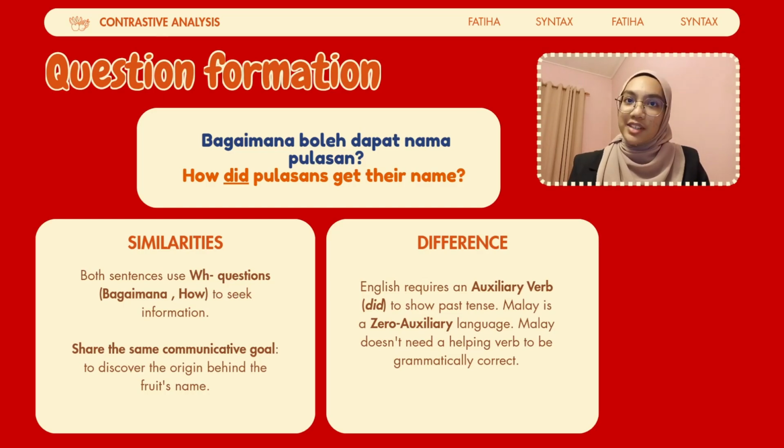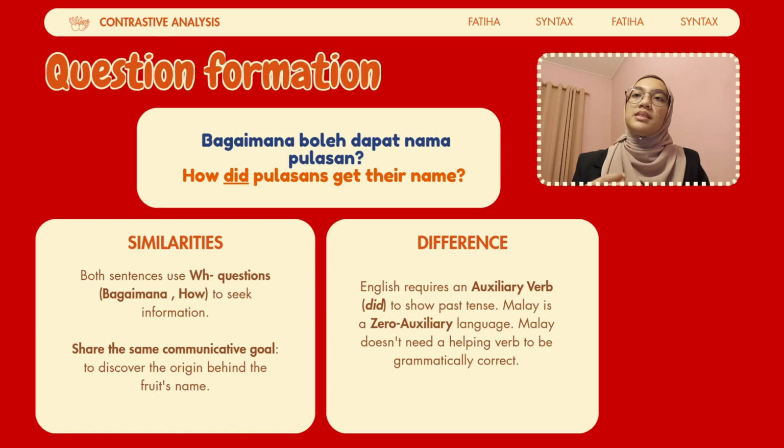fruit. However, the structural difference in how these two languages actually construct a question is major, because it is due to a grammatical requirement in English known as the auxiliary verb. So as you can see in the underlined part of the slide, English grammar does not allow you to just say how Pulasans got their name in a standard question.